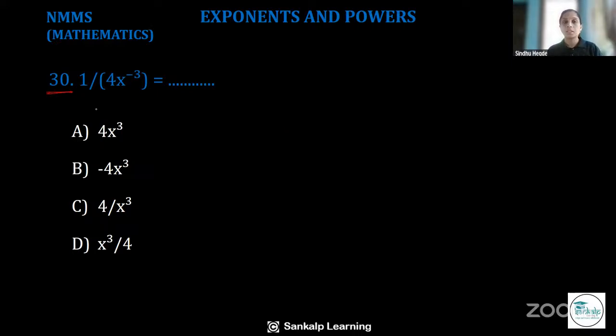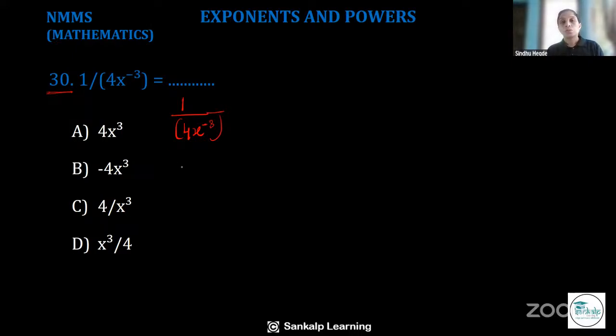Let us see question number 30 of the chapter Exponents and Powers. 1 by 4x raised to minus 3 is equal to dash. Option A 4x cube, option B minus 4x cube, option C 4 divided by x cube, option D x cube by 4. So here the given expression is 1 by 4x raised to minus 3.